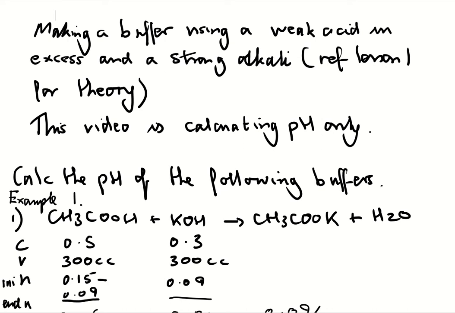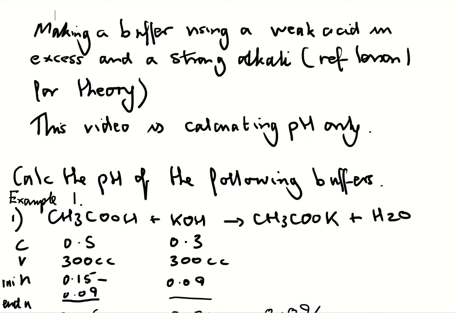So if you remember, in video 2 we spoke about how to calculate the pH of a buffer made directly from the weak acid and the salt of weak acid. In video number 1 we looked at how to make a buffer from the salt of weak acid and a weak acid, but we also looked at how to make a buffer between an excess weak acid and a strong alkali. Now this video deals with how to work out the pH of that buffer made by an excess weak acid and a strong alkali.